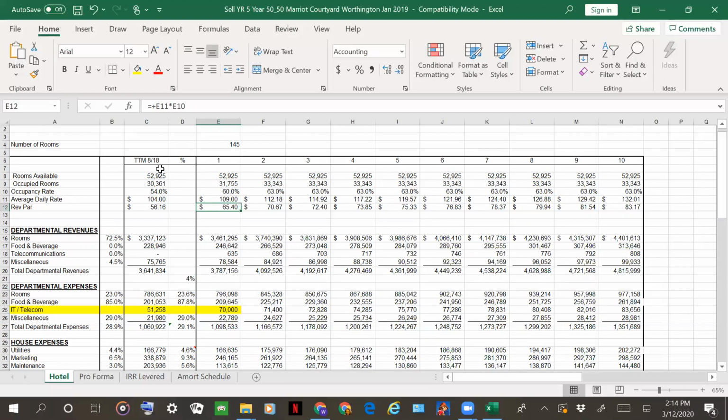Now, also on the spreadsheet, this TTM 818. This is the trailing 12 months up to August 2018.